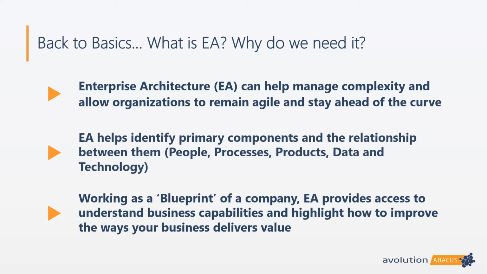Enterprise architecture can help identify these primary components and the relationships between them, and often this is spoken of as a blueprint of a company, which helps to unify and coordinate departmental processes across your business. It provides access to understand your organization's capabilities and highlights how you can improve the ways your business delivers value, both internally and externally.